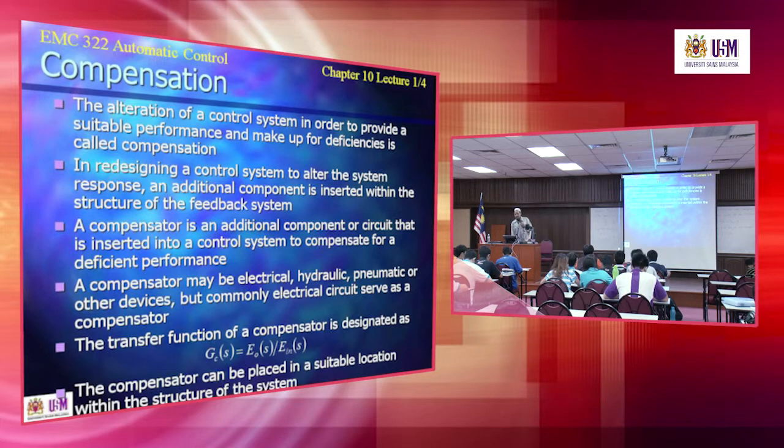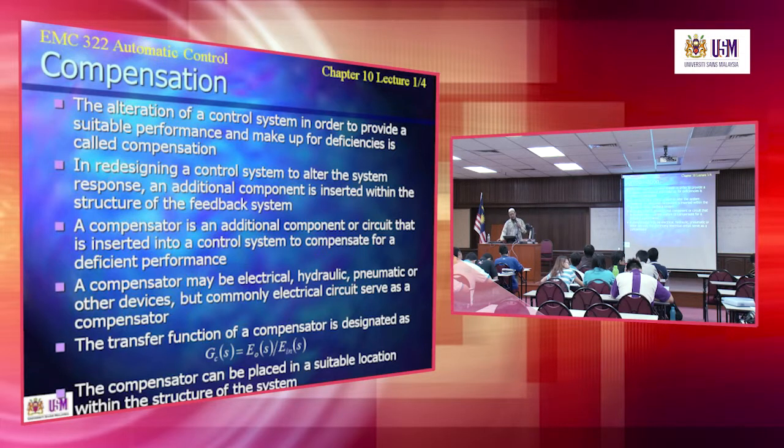In redesigning a control system to alter the system response, an additional component is inserted within the structure of the feedback system. Okay, so a compensator is an additional component or circuit that is inserted into a control system to compensate for a deficient performance. So basically, if you have a system that cannot fulfill your specification, your system may need an extra additional pole or zero so that it can improve its performance. Okay, so that is basically a compensator.